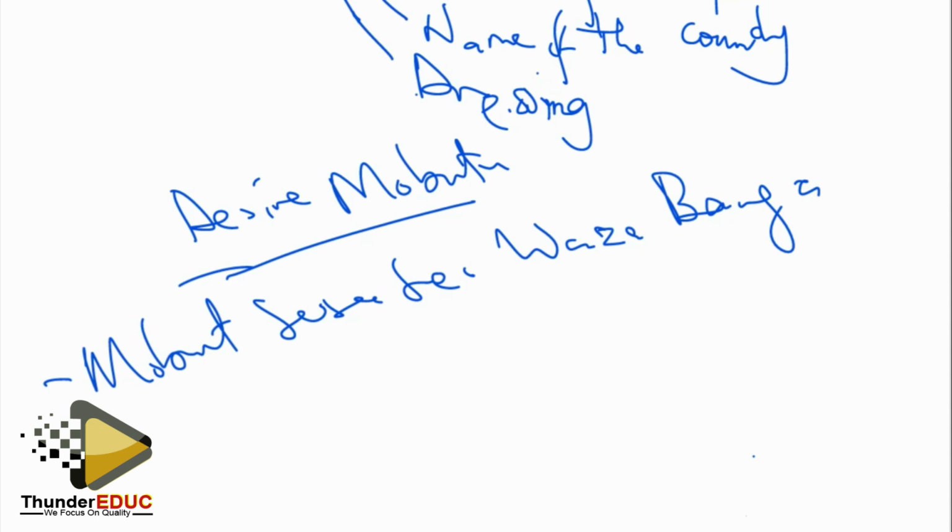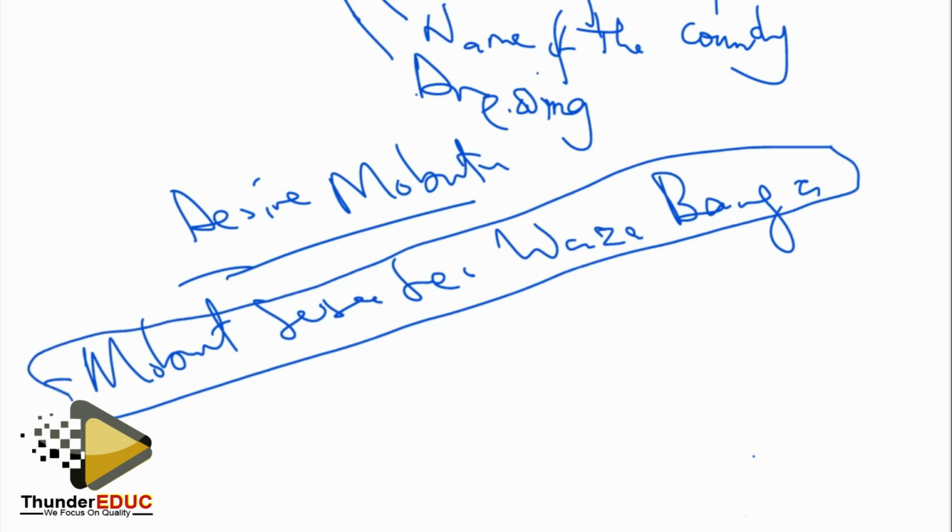Mobutu Sese Seko Wazabanga, whatever. It's a very long name. So you see him adopting this very long name here, which is African. He was trying to lead by example to show the people of Congo that he was serious. He wanted a true African society, not these European names of desire.